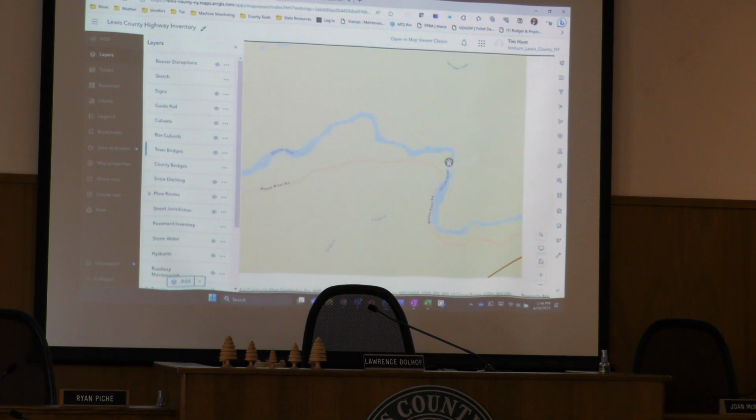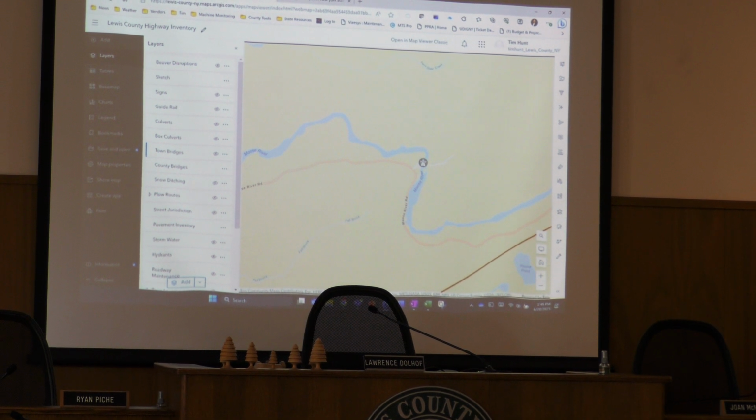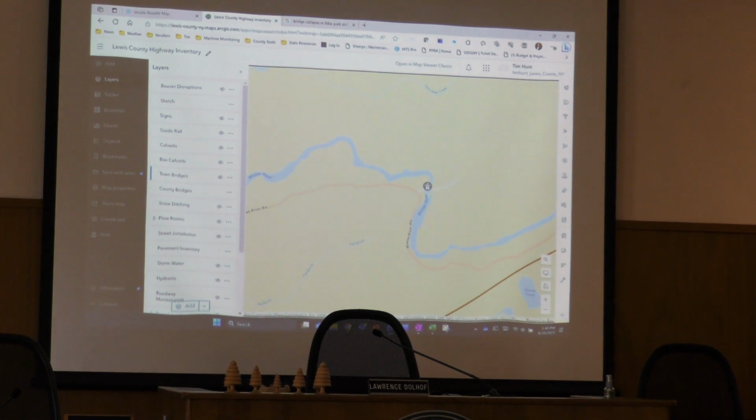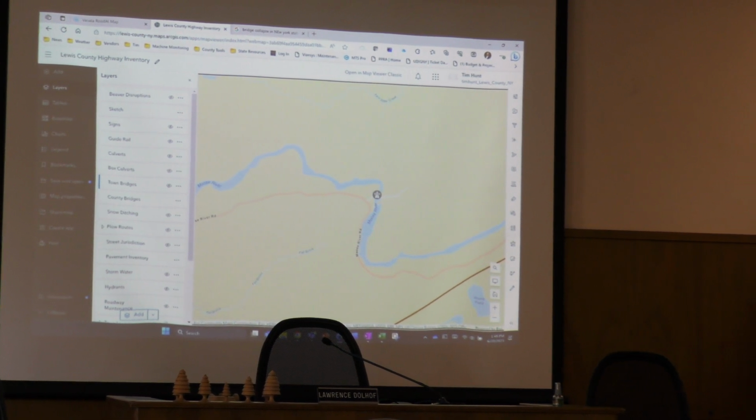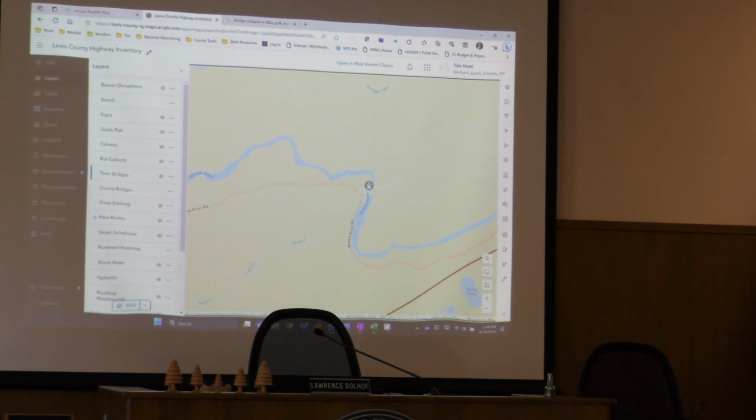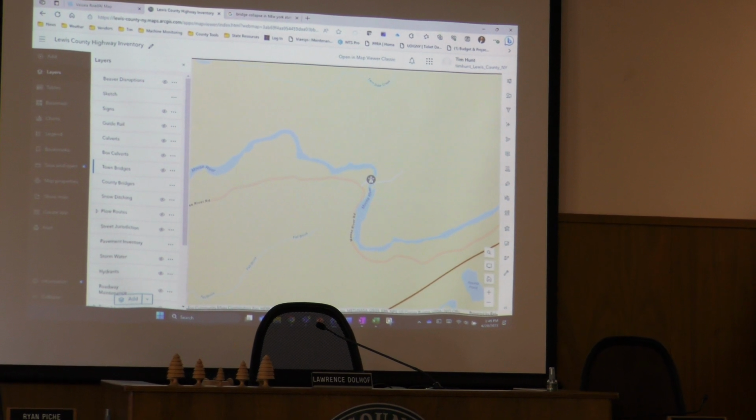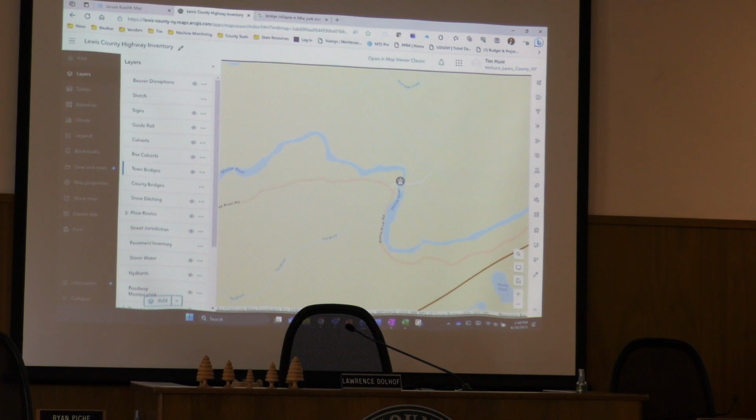Lewis County owns this bridge right here. It's about 2/3 of the way across the Moose River Road. This little bridge goes across the Moose River, and there are 2 camps on the other side of it. That bridge is rated to 2 ton right now, and it's in very, very bad condition.